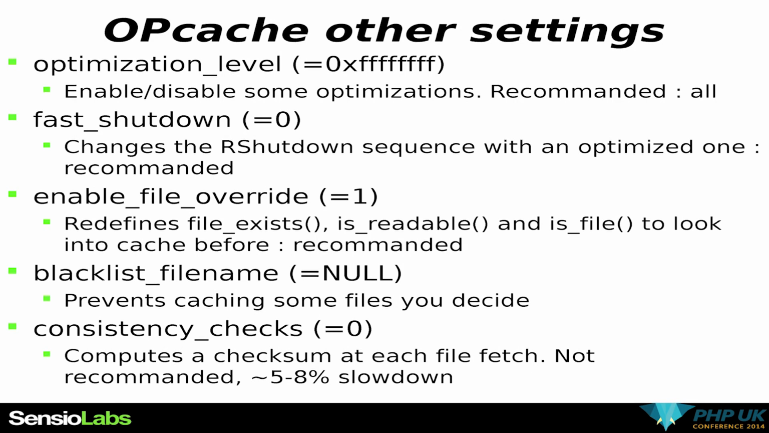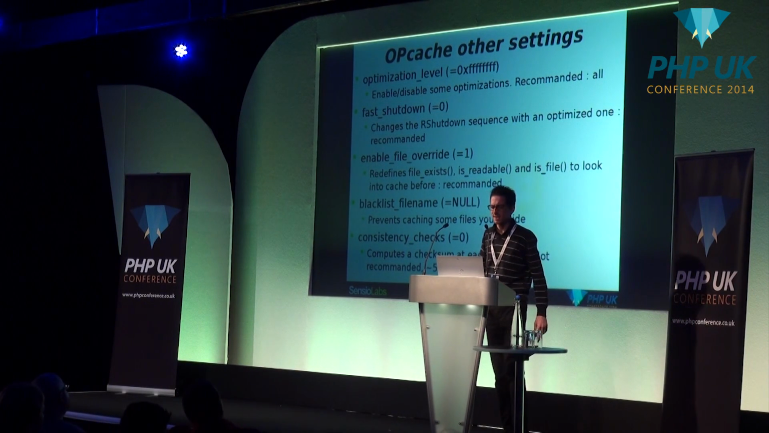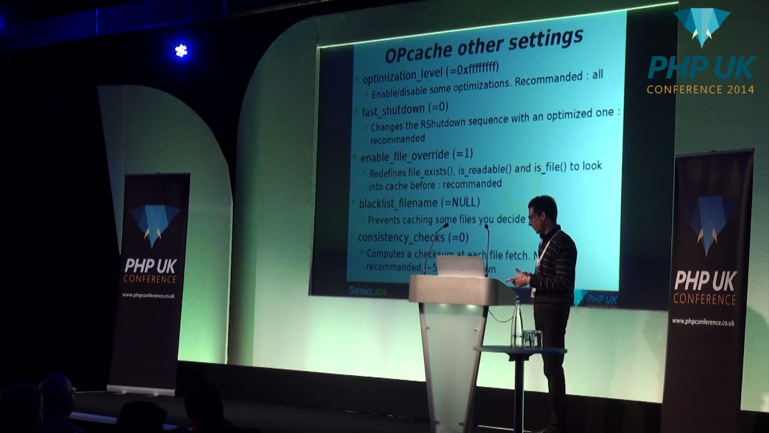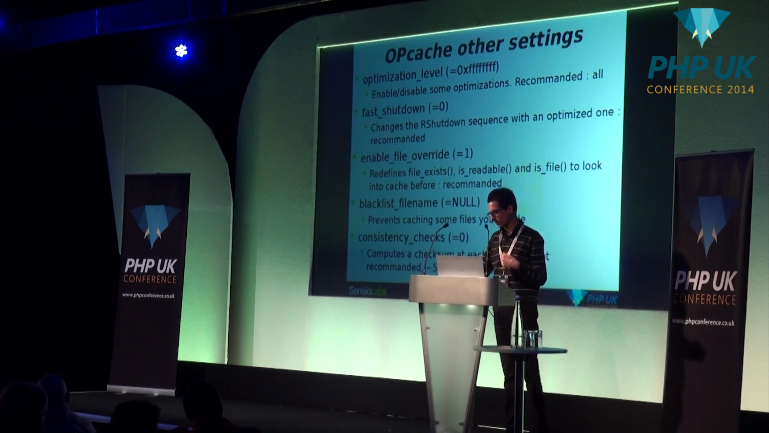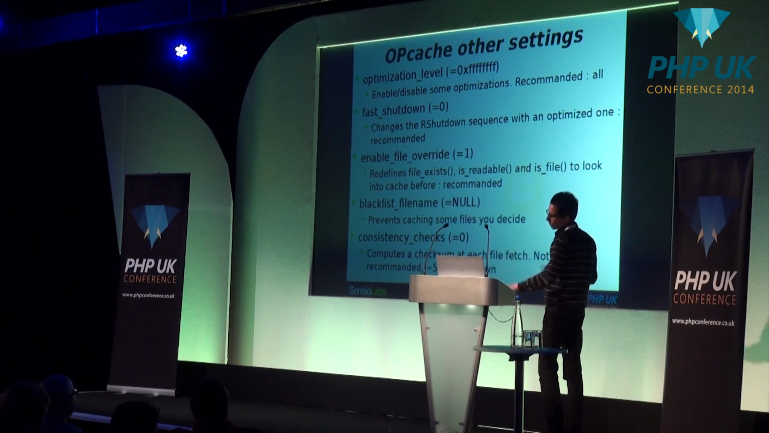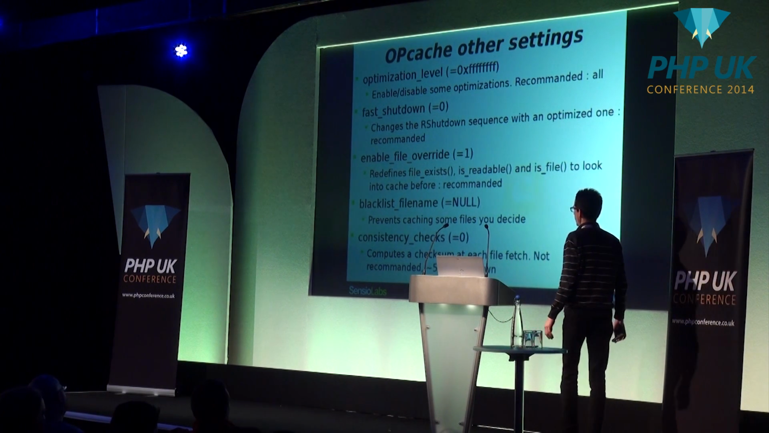And last settings, and actually last slide, which is about things like fast shutdown. I experienced something like 1% or 2% maximum improvement turning this to true, so you could do it. Consistency check is just something which will compute a sum with a CRC algorithm to know if your file has been corrupted on the disk. Just don't use this. You can experience pretty much slowdown, 5 to 8% slowdown.